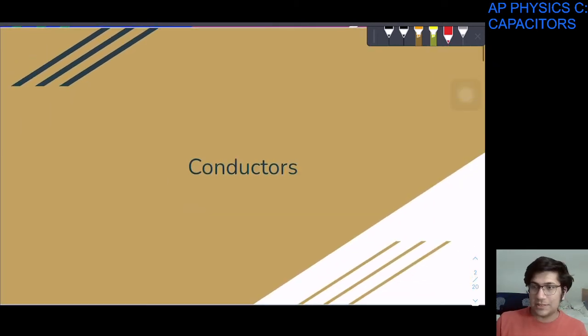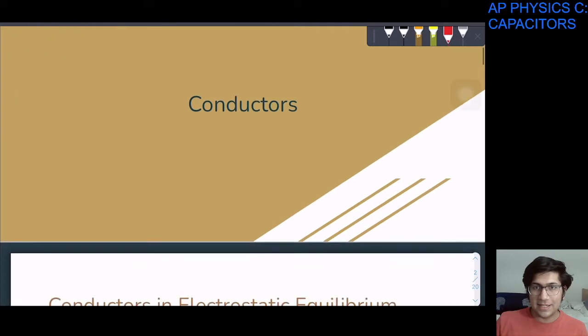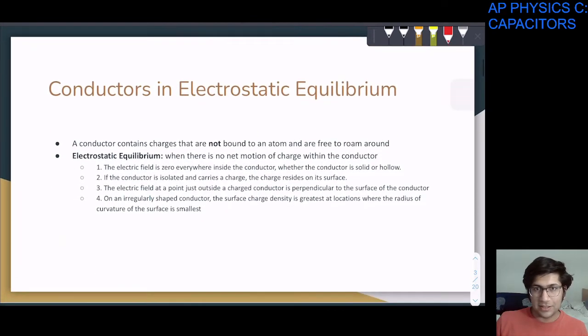So we're first going to talk about conductors. Just recall that a conductor contains charges that are not bound to an atom and are free to roam around. And remember, the opposite of conductors are insulators, where charges are literally stuck to the atom. They're free to be polarized, but they're not free to roam around like a conductor.